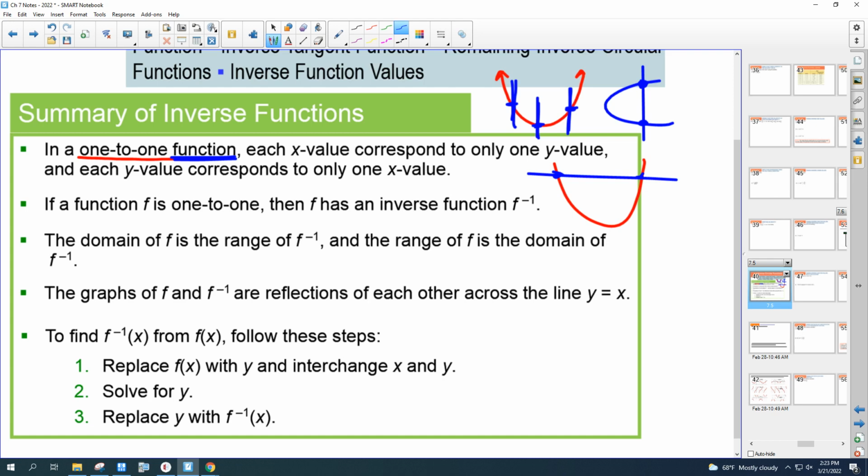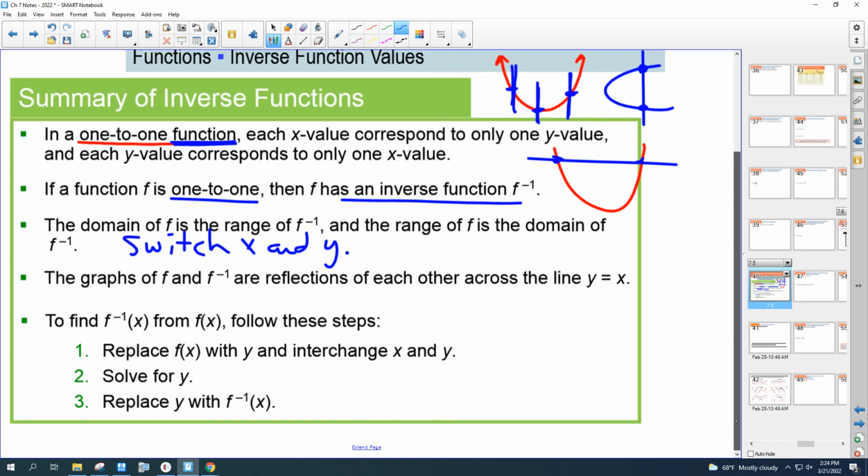If a function f is one-to-one, then it has an inverse. And so this is the concept that's kind of important. And if this doesn't happen, then we can't even talk about an inverse. If we don't have one-to-one-ness, then we can't talk about an inverse. I think that's a really tricky thing to think about. The domain of f is the range of f inverse, and the range of f is the domain of f inverse. All that says is we're going to switch x and y, and that might be familiar to you because I know you would have talked about that in algebra class when you found an inverse. The graphs of f and f inverse are reflections of each other across the line y equals x.